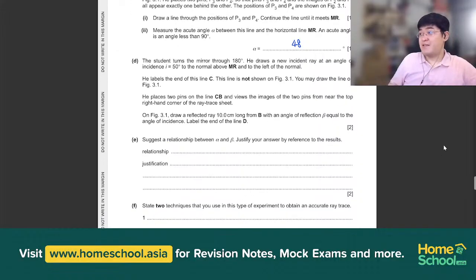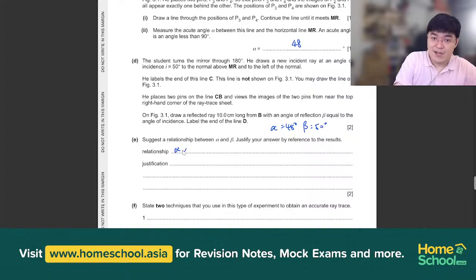We can suggest alpha and beta are experimentally equal to each other because alpha is equal to 48 degrees, beta is equal to 50 degrees. So they are within 10% of each other, and if that's the case, alpha and beta are equal. So let's write that down: alpha and beta are experimentally equal to each other. That's your first mark.